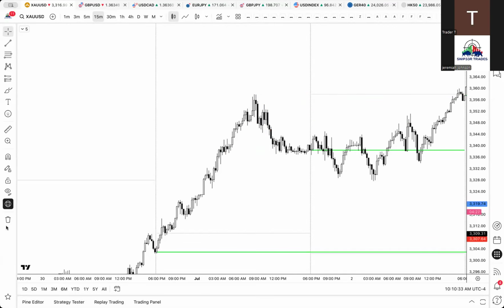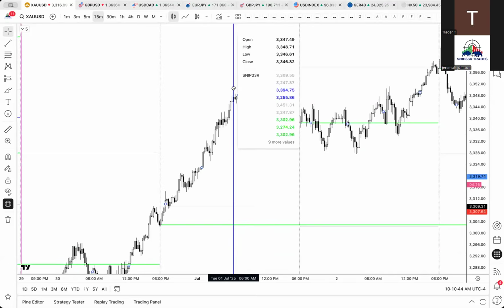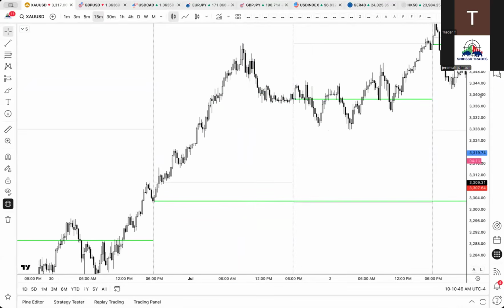Stop trying to trade the market. Stop trying to read the chart. Now, that is easier said than done. That's a bad habit that I had to rewire myself to stop doing.